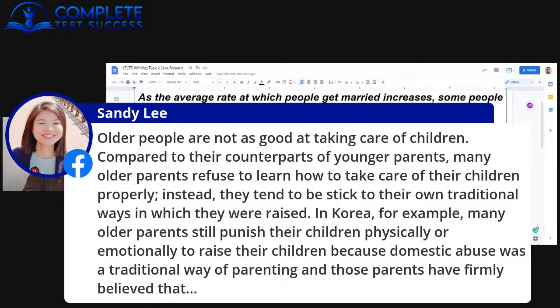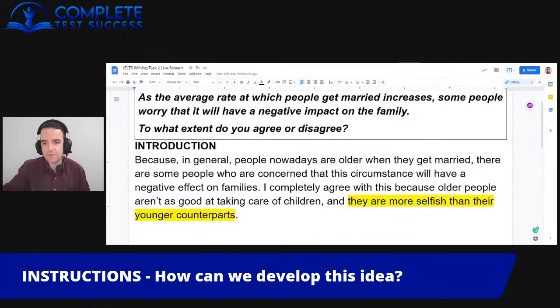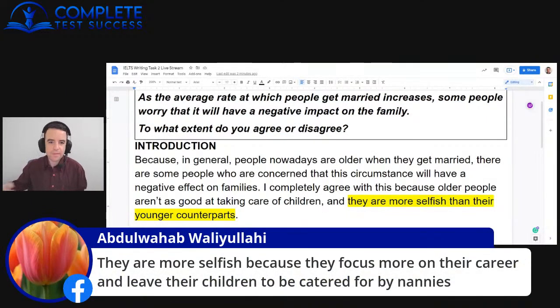Good. In Korea, for example, many older parents still punish their children physically or emotionally when raising their children because domestic abuse was a traditional way of parenting, and those parents, I would keep that in present simple, those parents firmly believe that, and then, it's the only way or whatever way you finished it, but that all makes sense. That's very well developed.